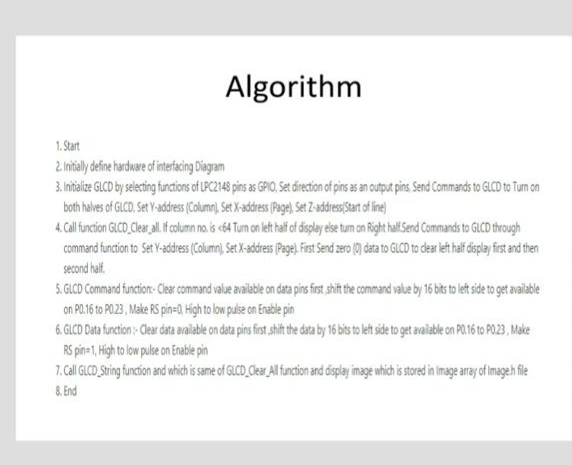Then the GLCD data function clears the data available on the data pins first, then shifts the data by 16 bits to the left side to get it available on P0.16 to P0.23. Make the RS pin 1, with a high to low pulse on the enable pin. Also call the GLCD string function, which is the same as the GLCD clear all function, and display the image which is stored in an image array of the sketch file, and then end.